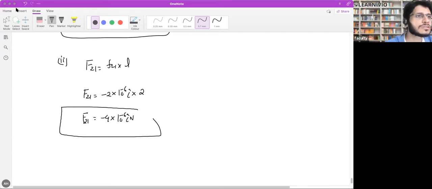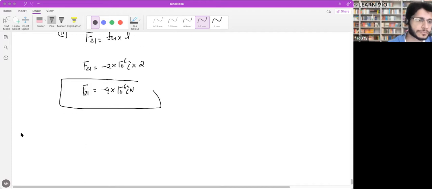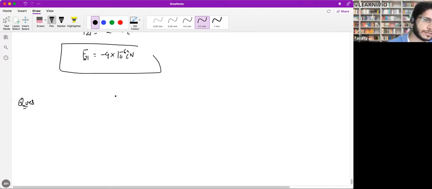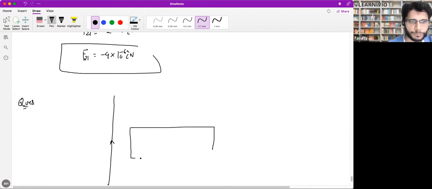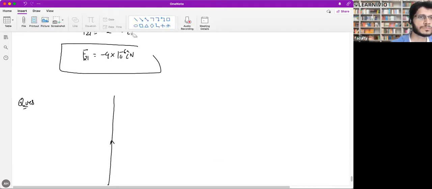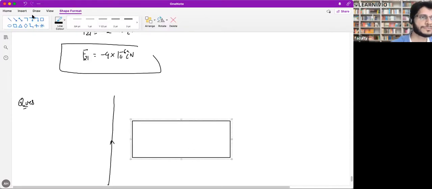Okay. This question is next chapter. The question is this. Sorry, this question is given in NCERT in chapter number 6. But in previous years, you may find this question based on this concept. So this is a straight wire and a rectangle.